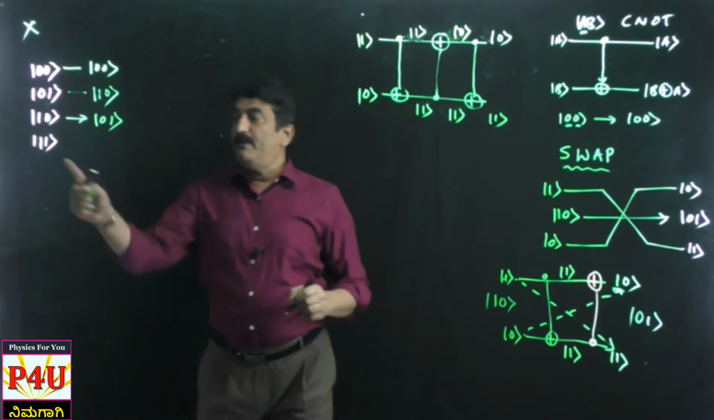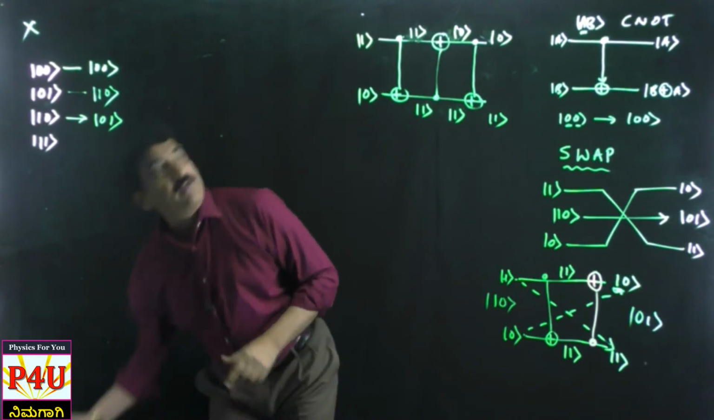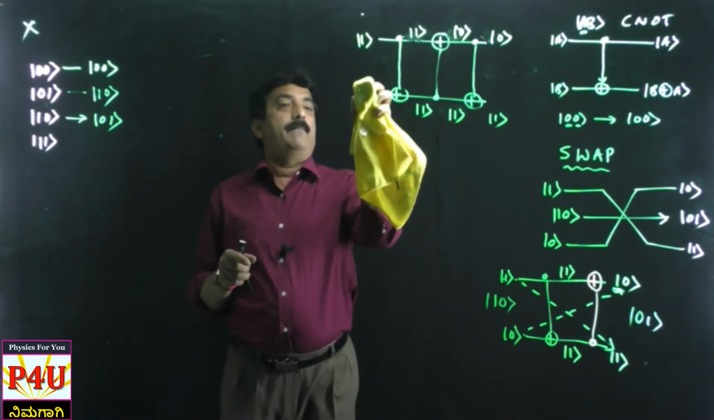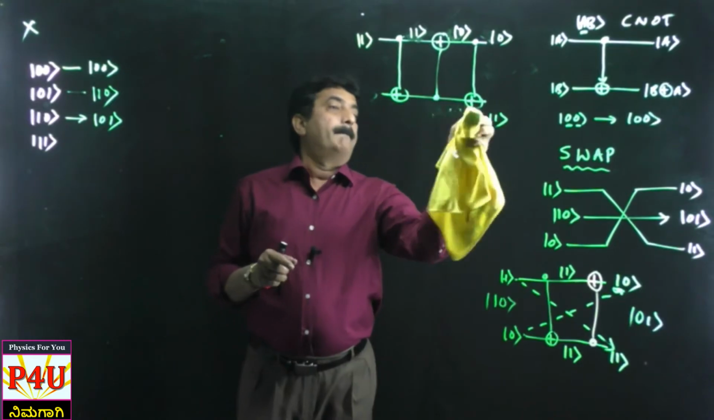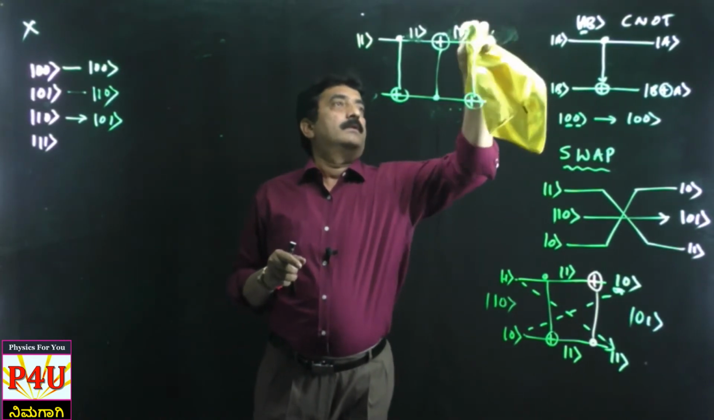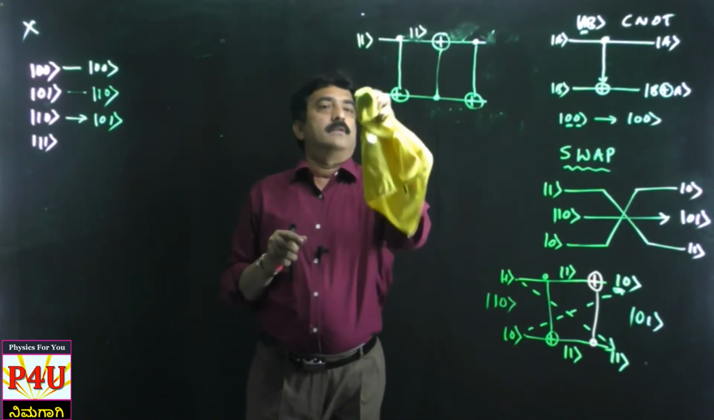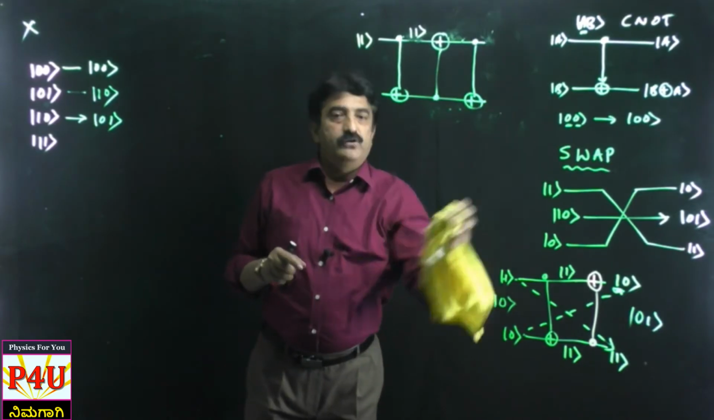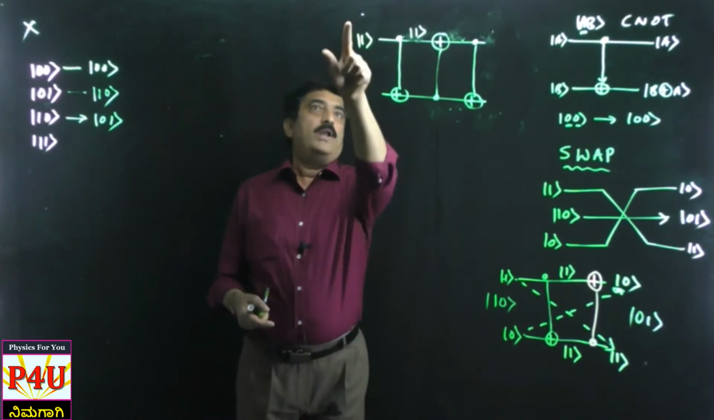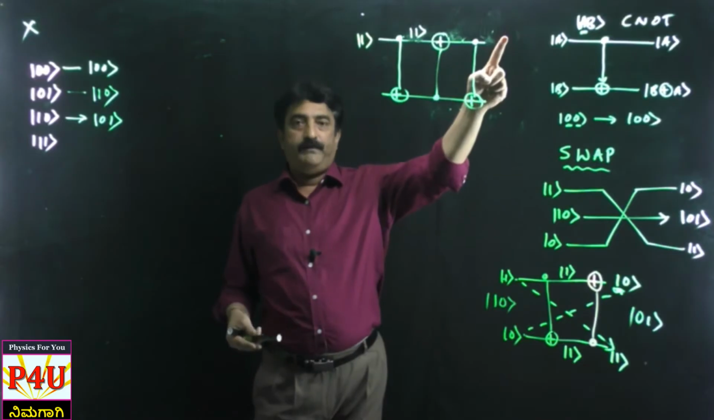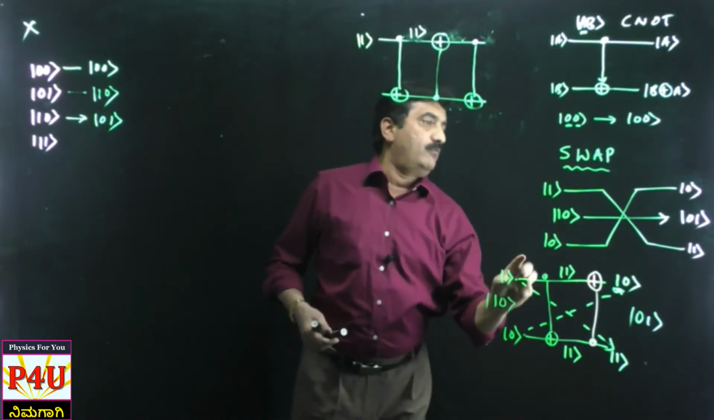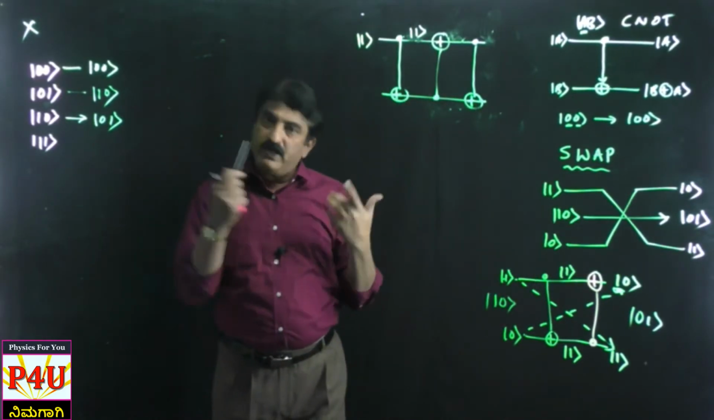Correct? Now coming to the last one. The last one is the 1 1 state. Let us see what happens. This is 1 1. Can you guess what will happen? 1 has to come here, 1 has to go there. That is what flip is. That means 1 1 remains 1 1 only.